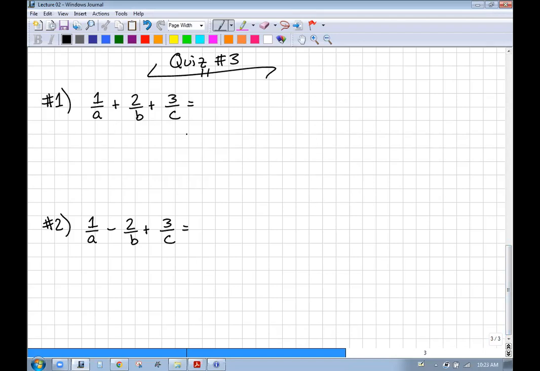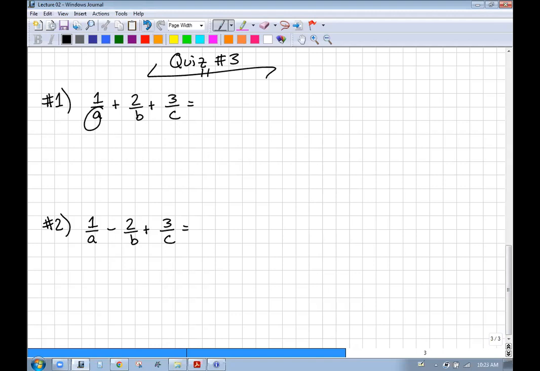All right, so for number 1, we need a common denominator. And this might be odd because we have A's and B's and C's, but remember, they're just numbers, right? We just don't know what they are, but it's a number. Our common denominator here is going to be A times B times C, right?